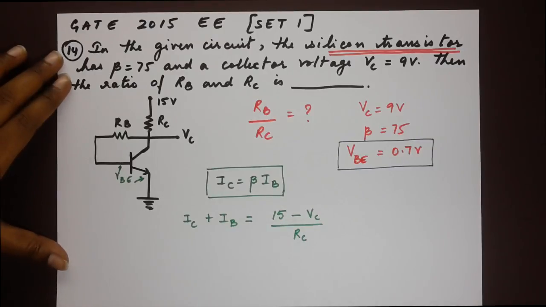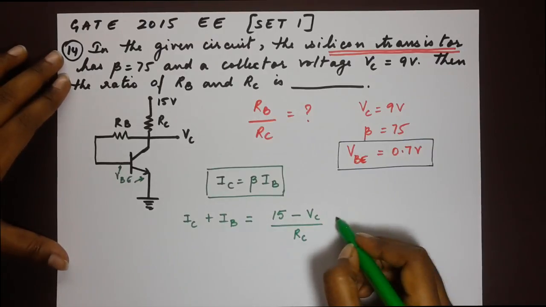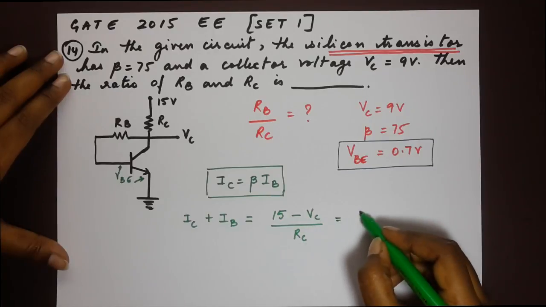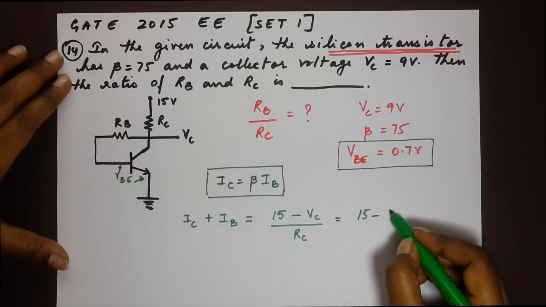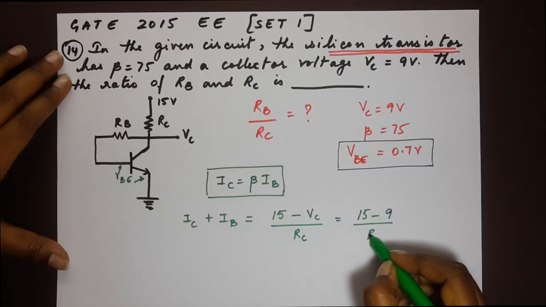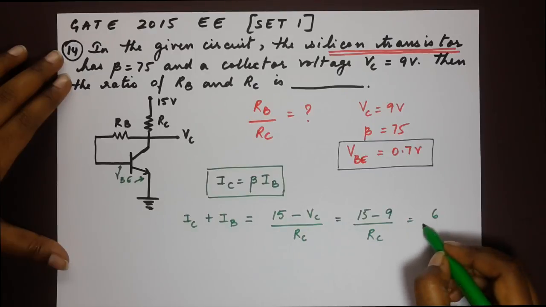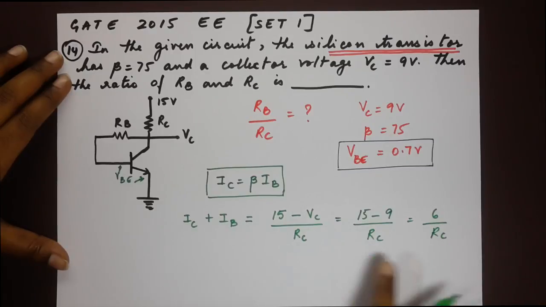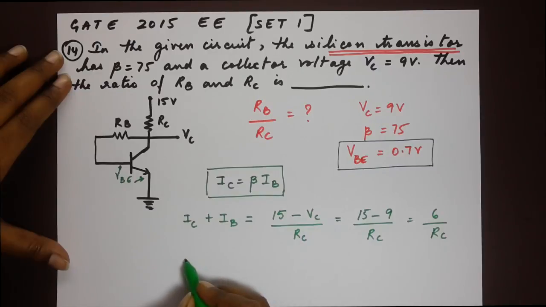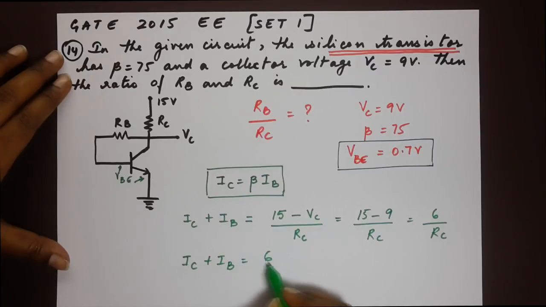Now let's see if we can solve this even further. We have the value of Vc given to us, 15 minus 9 divided by Rc, and that's 6 divided by Rc. So this gives us our first equation. We have Ic plus Ib is equal to 6 by Rc.